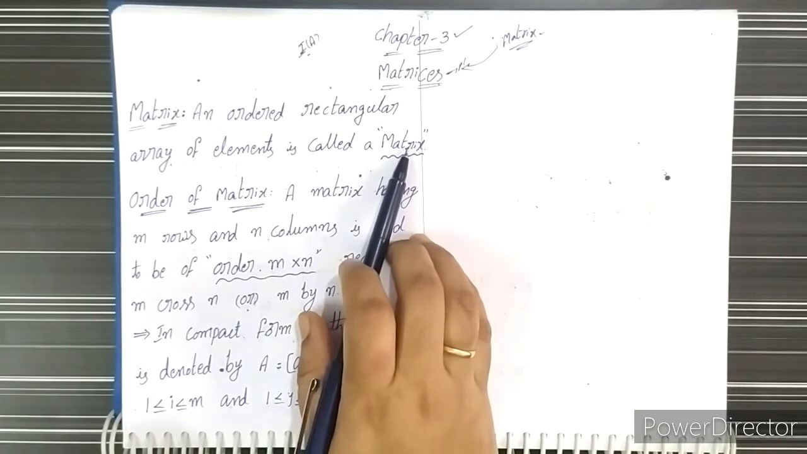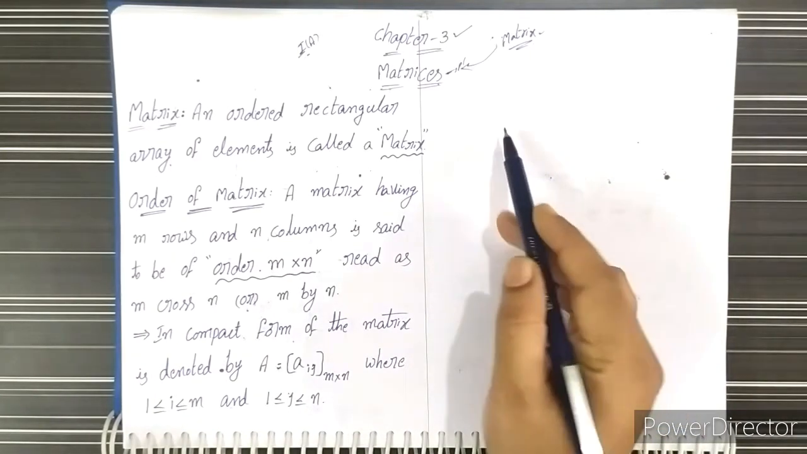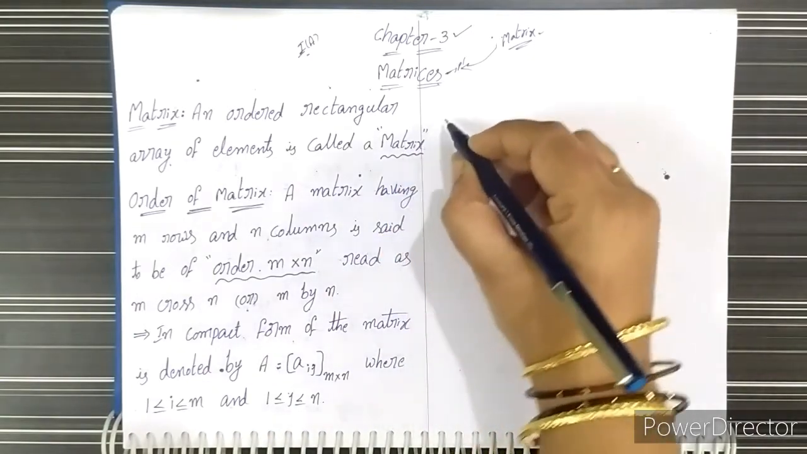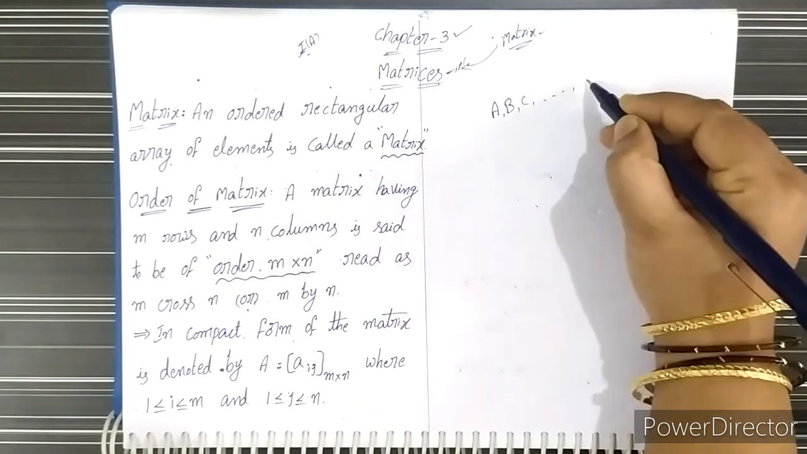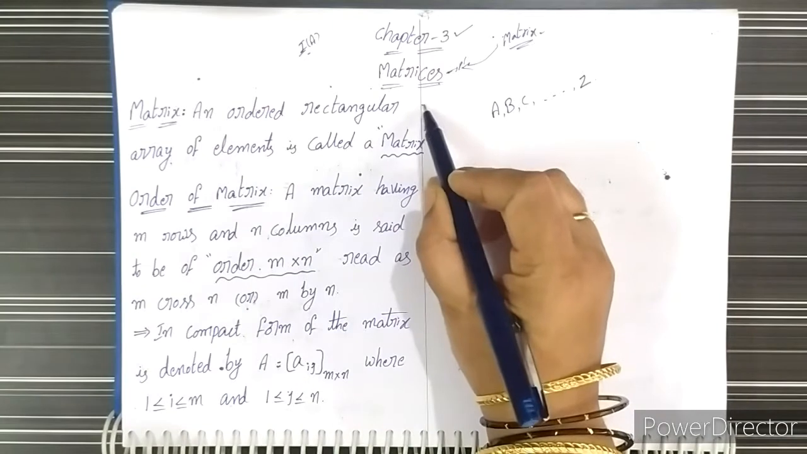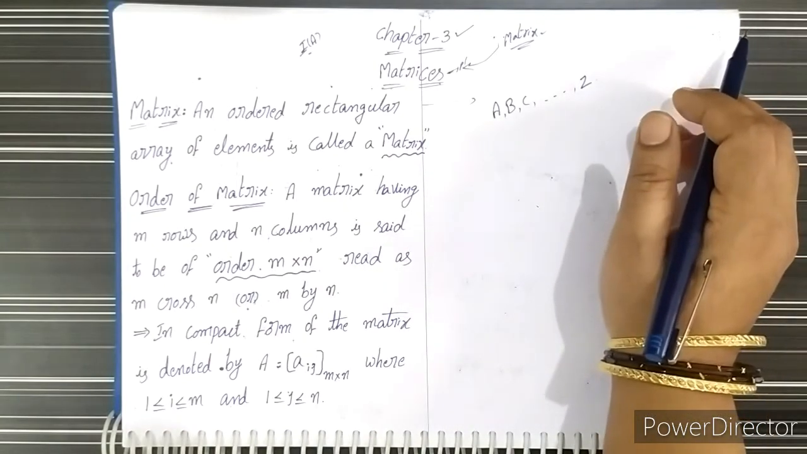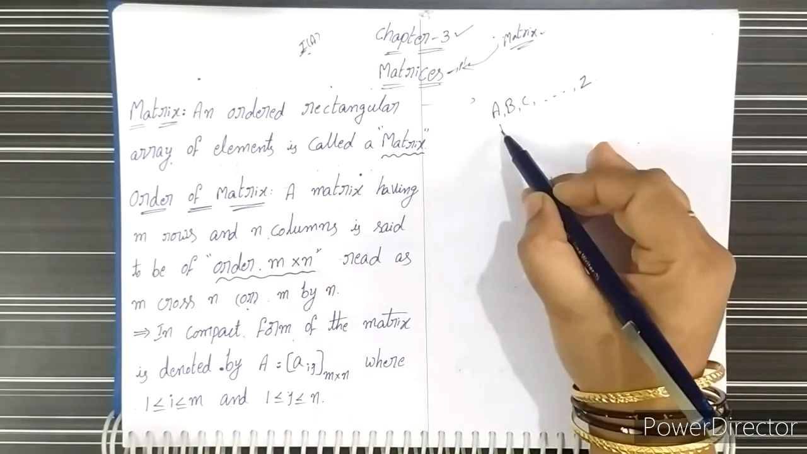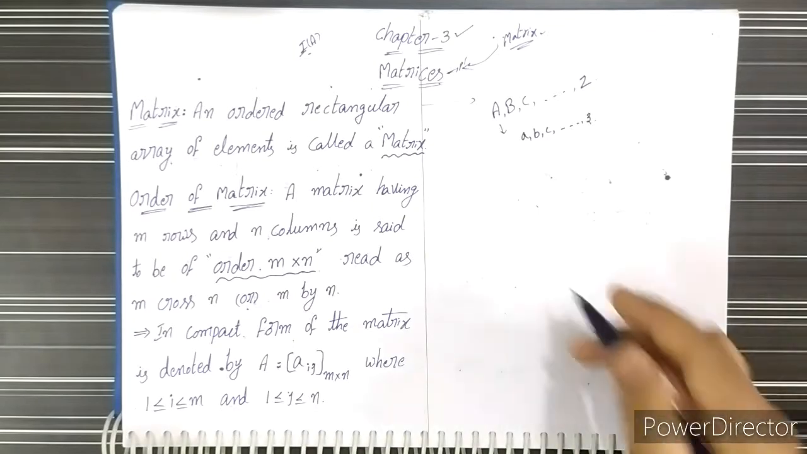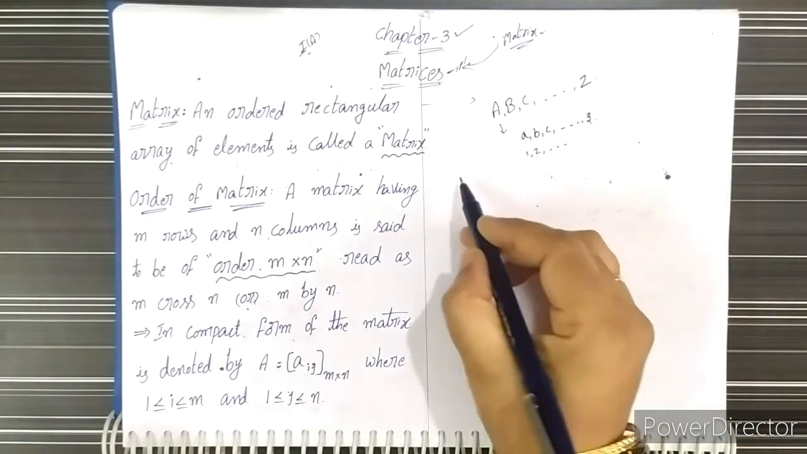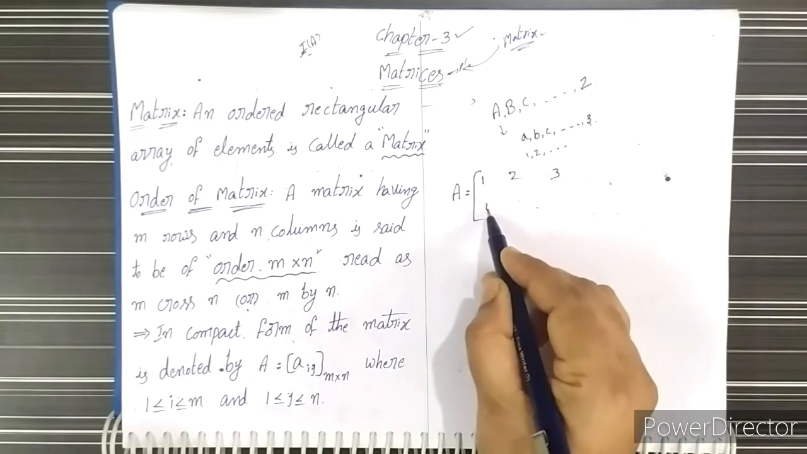That means a matrix name is denoted by capital letters, capital A, B, C, and so on, capital Z. The matrix names are denoted by capital alphabets, and the elements in the matrix are denoted by small alphabets and numbers. For example, capital A equal to 1, 2, 3, 4, 5, 6.